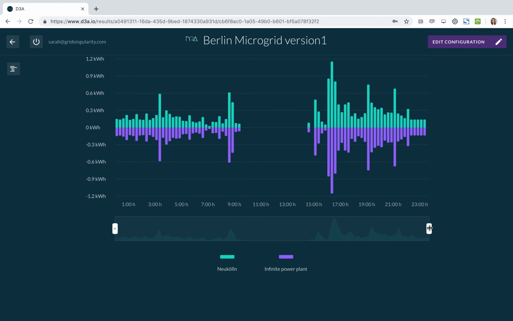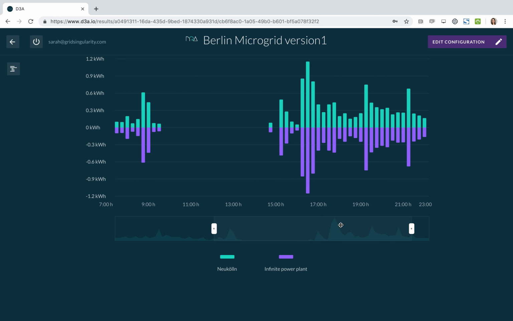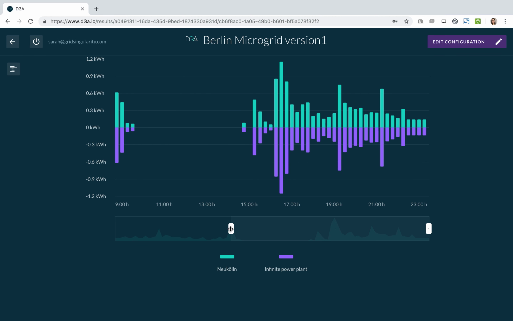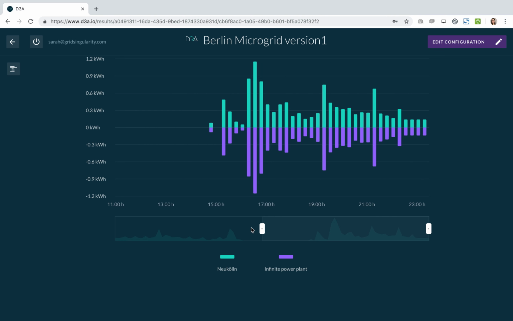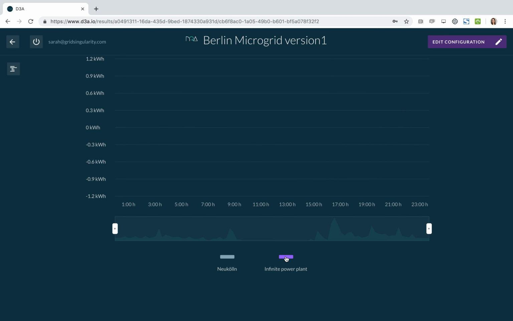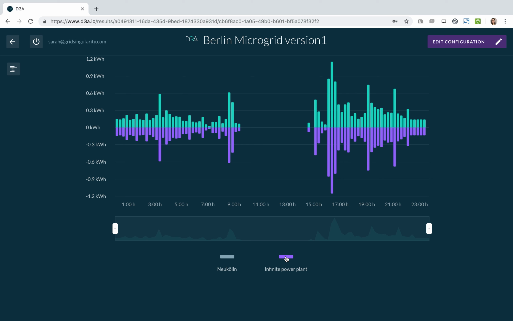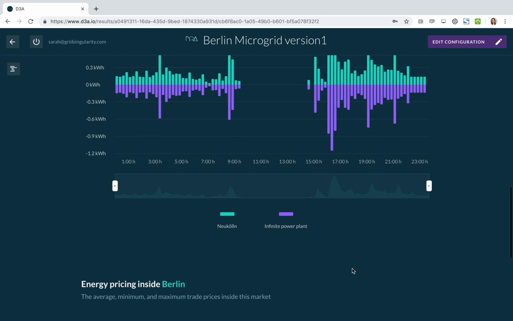And we're in the process of adding scroll bars to our different graphs. So you'll actually be able to zoom in and look at different parts of a day, or if you're running a simulation for more than one day, you can zoom in to one day at a time. It won't show up here, but if I click on the infinite power plant, my results will be filtered so that I'm only seeing who the infinite power plant sold power to. But we'll be able to look at that on a different graph.